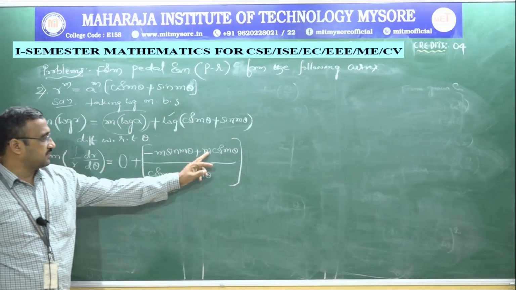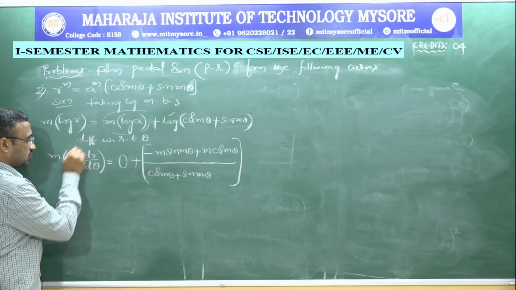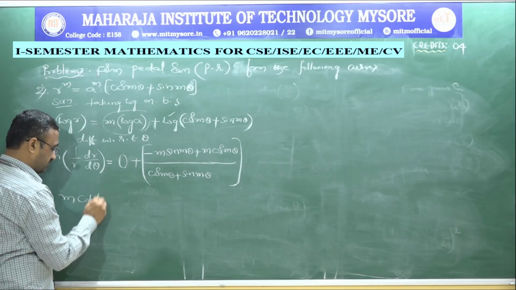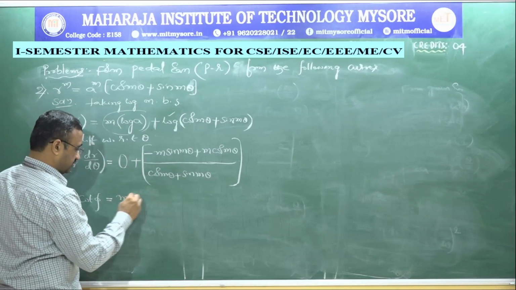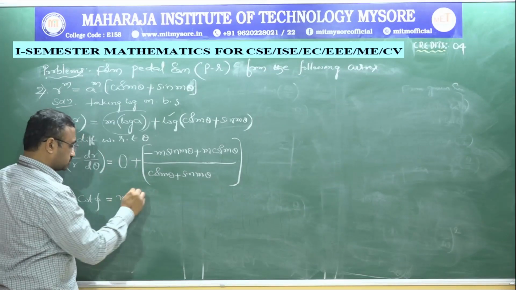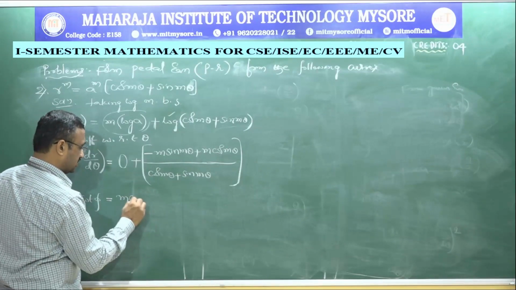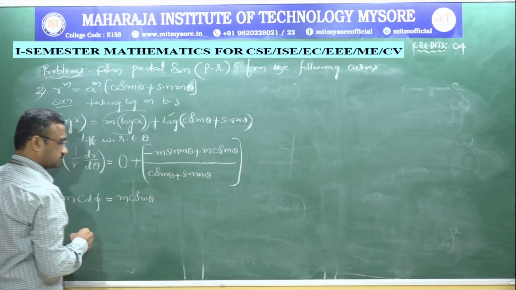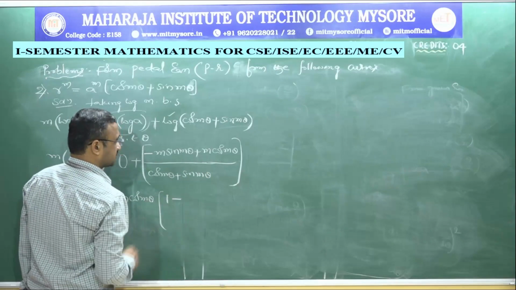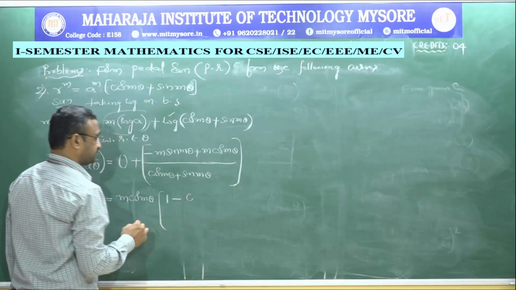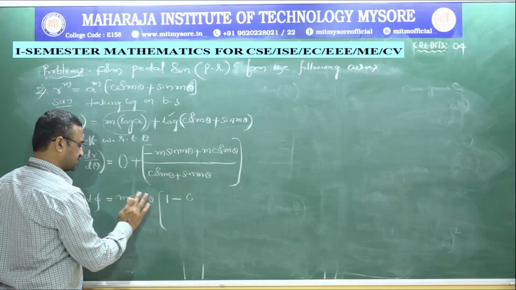Okay. Now take m as a common factor here. We get m into, so for this one we write cot phi will be equal to, taking m as a common factor, we can also take cos m theta as a common factor as well. If you take cos m theta as a common factor in both numerator and denominator, this becomes 1 minus, instead of cos, you can take sin now.